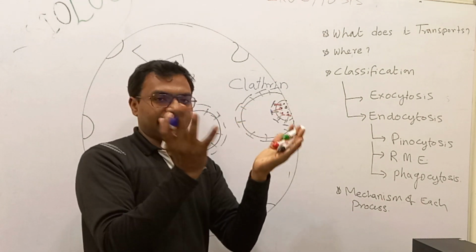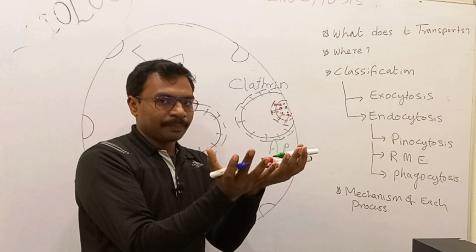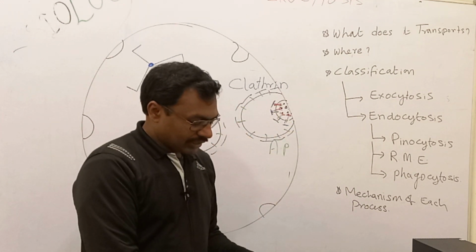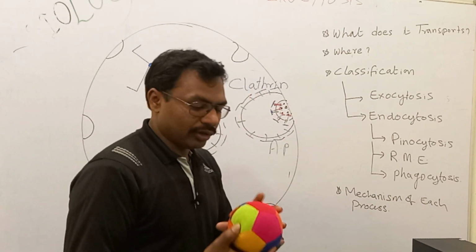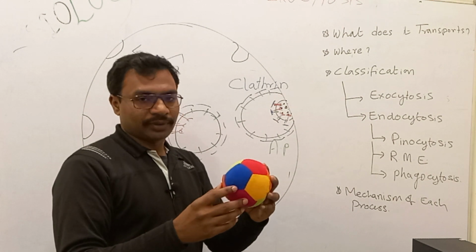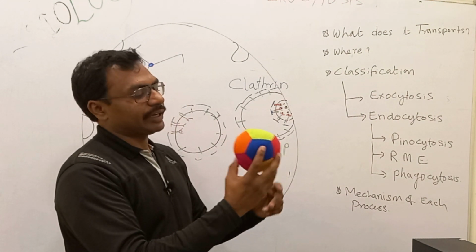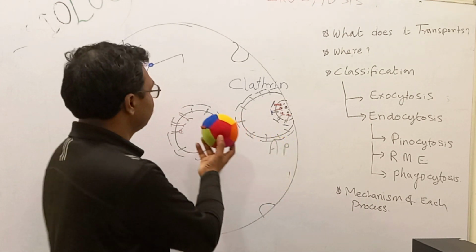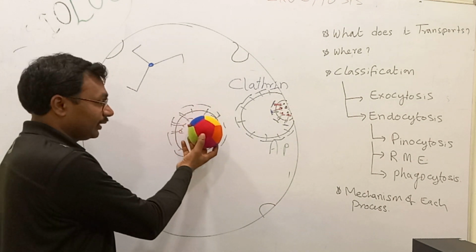The lattice, the geometric arrangement of the clathrin protein, looks exactly like a ball, like the ball children play with at home. So it gives exactly the shape of this vesicle, right? Exactly.